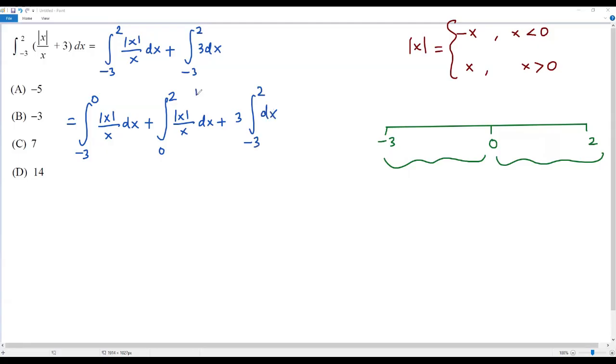Okay, let's consider the two different integrals over here. When I combine these two integrals, that is equal to this single definite integral, from negative 3 to 0 and 0 to 2.